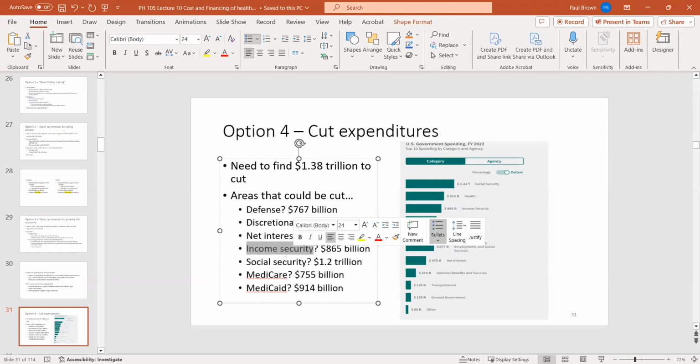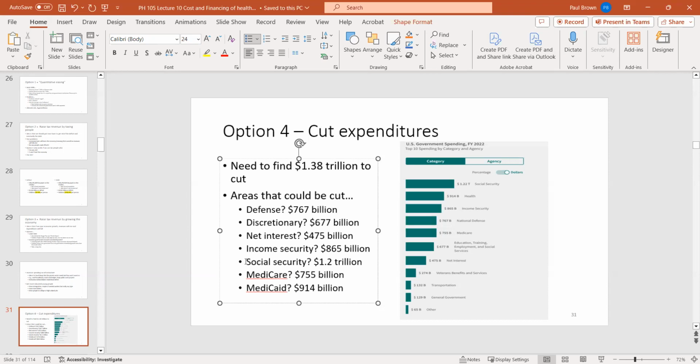Income security is basically different types of unemployment insurance. So you could cut that if you wanted to. Social Security, that goes to the elderly. The problem with cutting Social Security is that older people vote. So that's problematic. Medicare, that's older people as well. Older people vote. So what's left then is basically Medicaid, things for young poor people. Younger poor people are the things that are easier to cut.